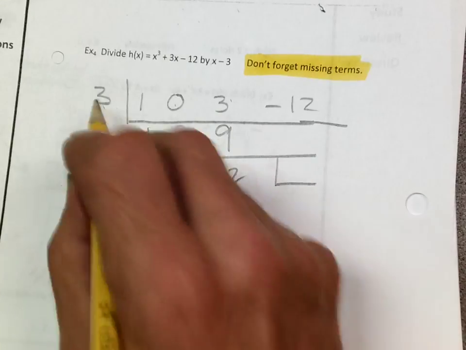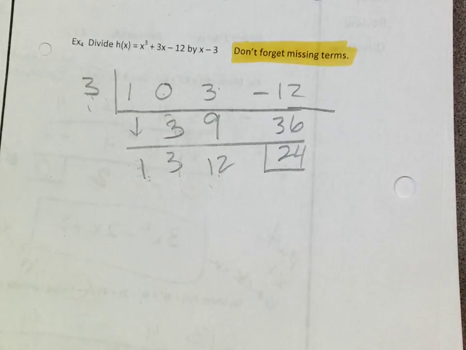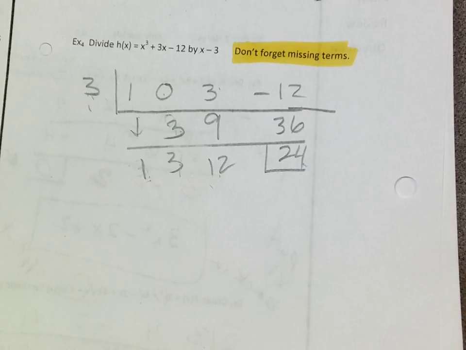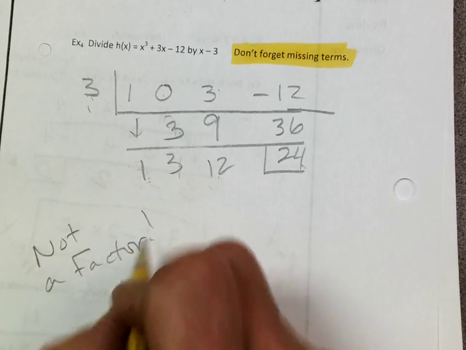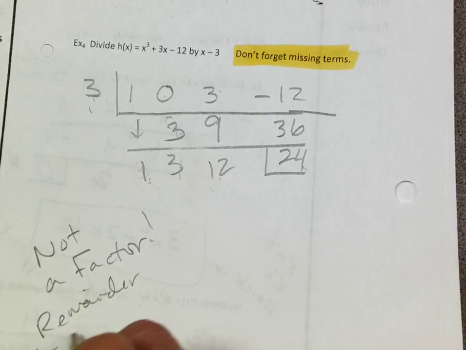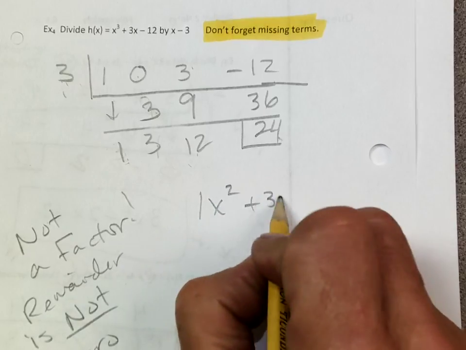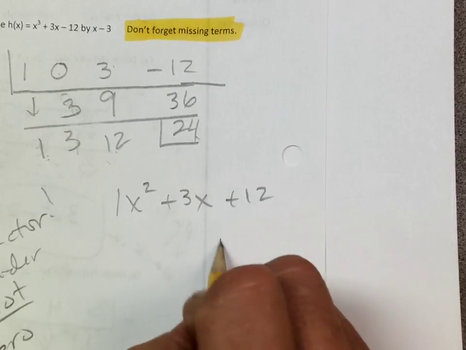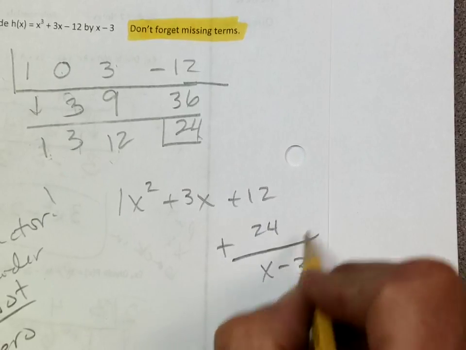12. 3 times 12 is 36. I get a remainder of 24. Is it a factor? No. It is not a factor because the remainder is not 0. The answer, though, is going to be 1x squared plus 3x plus 12 plus my 24 over what I divided by, which is x minus 3.